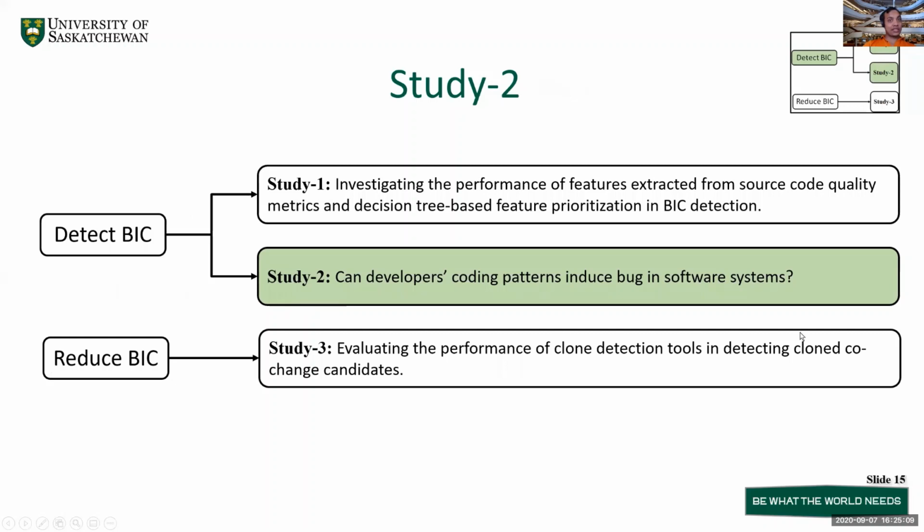So what was the second study? In the second study, I tried to find out whether the availability of a particular code pattern is responsible for, or could be used in, detecting bug-inducing commits or not.